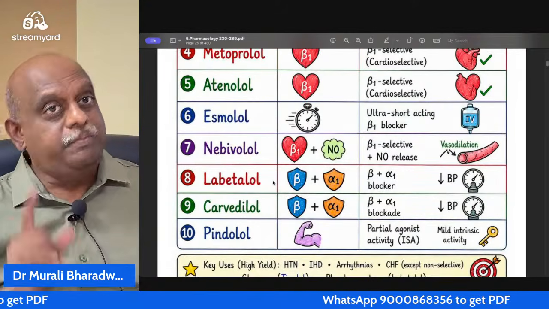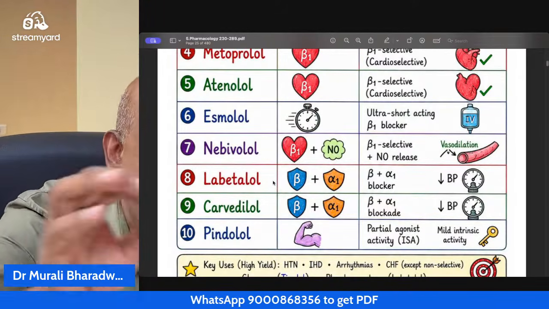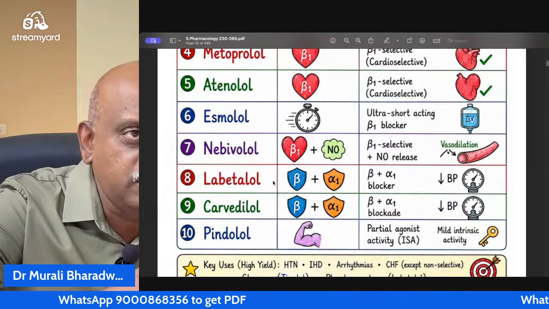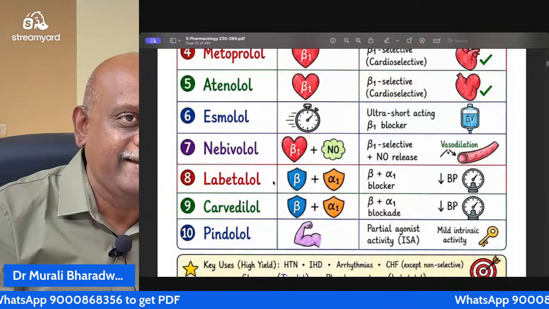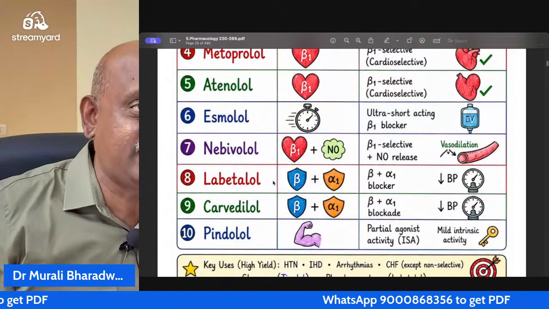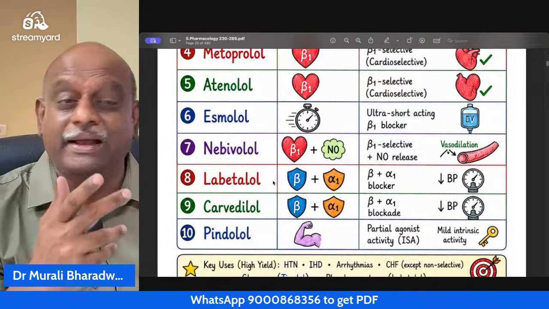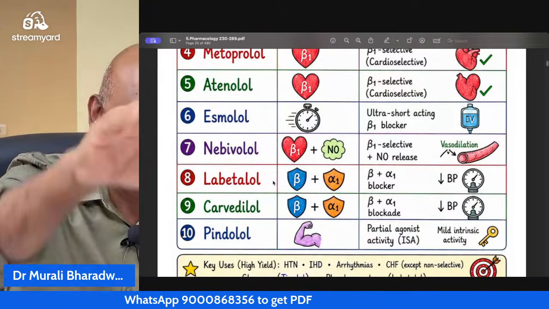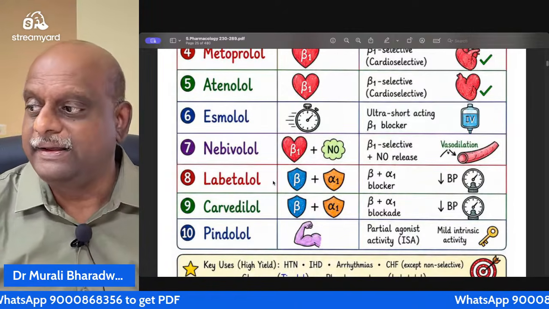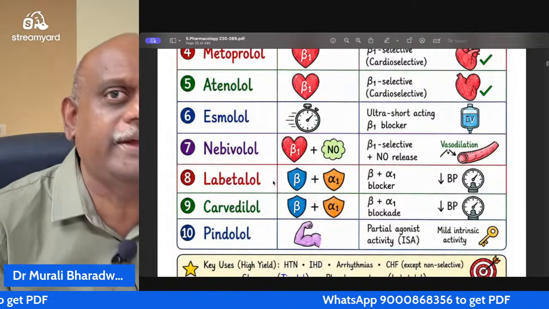Nebivolol, it is beta 1 selective. Specialty, it releases nitric oxide, which is a vasodilator. And that will actually help to relax smooth muscle, not only in the blood vessel, but also in the bronchial smooth muscle. That is the reason whenever the patient is having asthma, we typically use nebivolol, is what you need to remember.